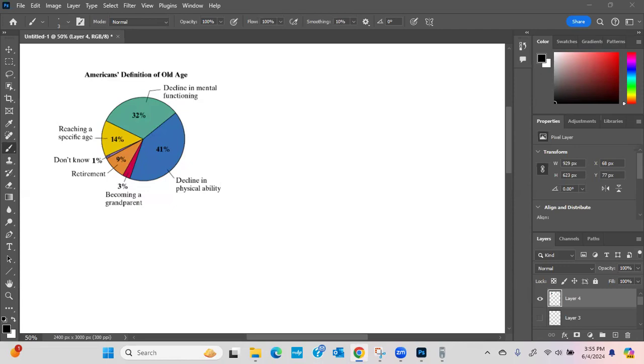All of those things. I think that becoming a grandparent is funny because of how many teen pregnancies there are. If a teen at 15 gets pregnant and then her child gets pregnant at 15, well, at 30, she becomes a grandparent, and that's hardly old age. But that's the way it works. So let's see what we have here.